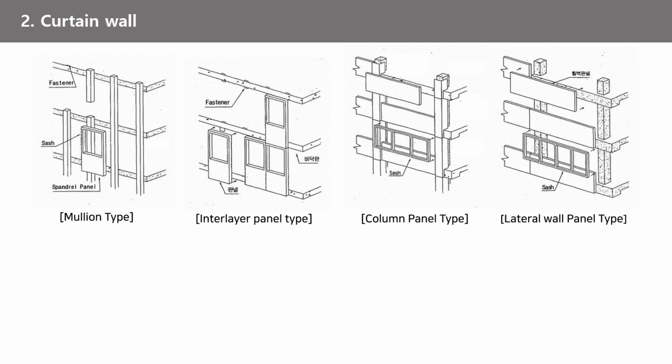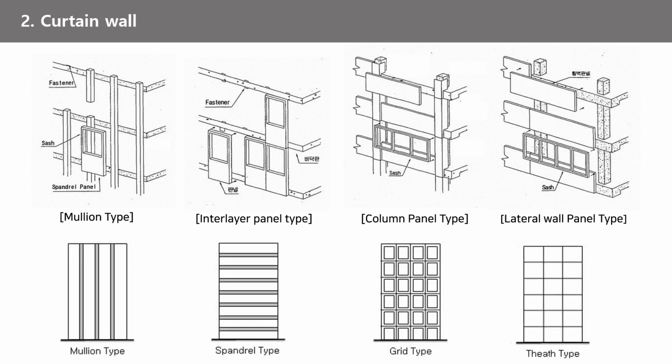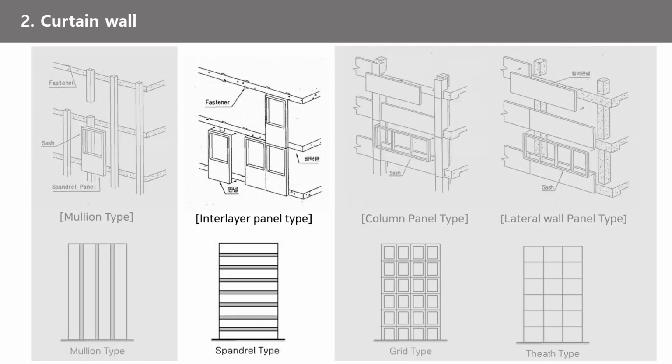Curtain walls can be divided into 4 types by structural type, which are mullion type, interlayer panel type, column panel type, and lateral wall panel type. And each curtain wall type is seen as pictured below. Interlayer panel type was used in Petronas Tower.